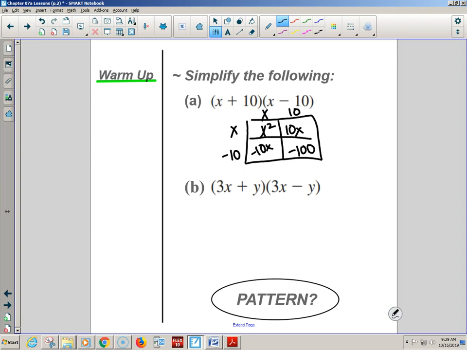Yesterday, I want you to get today. So we have the x squared, the positive 10x, the negative 10x, and then we have the y squared. What ends up happening when I write it out?